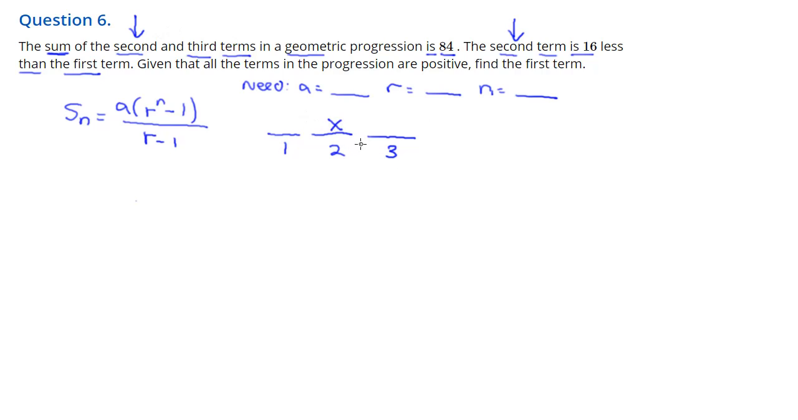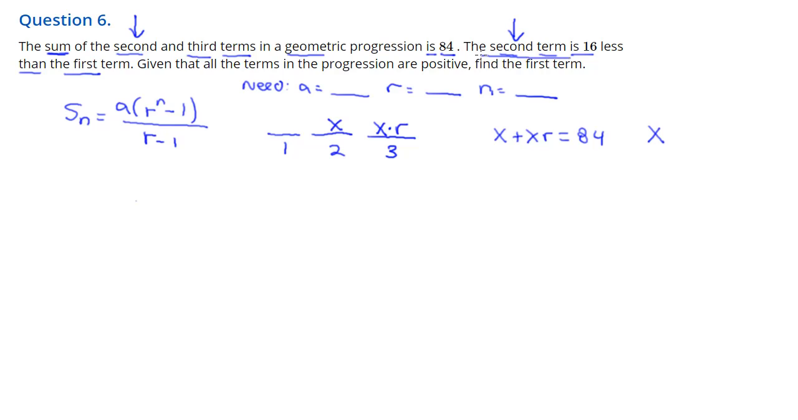The second term, that's X. And if I want to get to the third term, I'm going to multiply it by R. So the third term is going to be X times R. All right, that's one. So let's write an equation for that. X plus X times R is equal to 84. They gave us that information. And see, now I'm thinking that they've given me two pieces of information, and so maybe we're dealing with a system of equations.